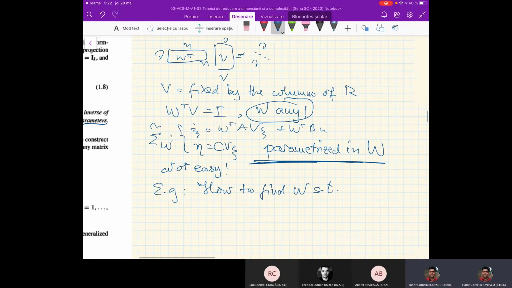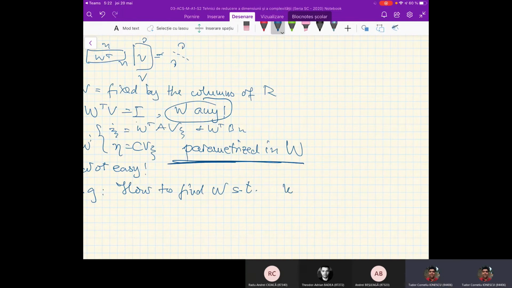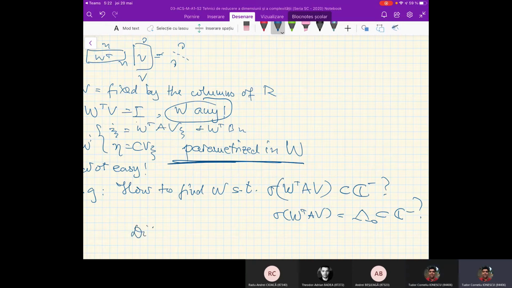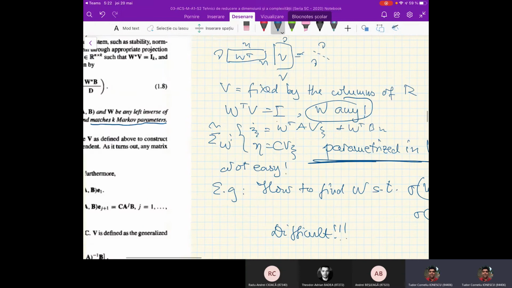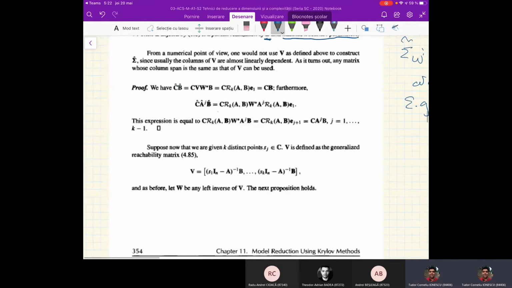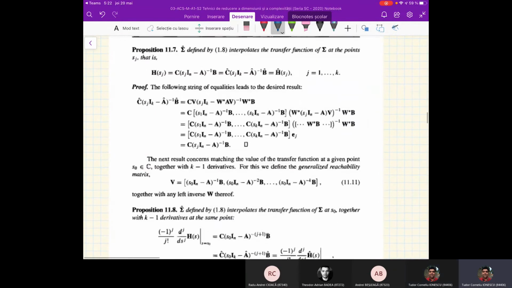how to find W such that W transposed A V is in C minus, or even better, such that sigma of W transposed A V is a prescribed set lambda 0 included in C minus. How do you do that? Difficult. So we probably might need other tools.